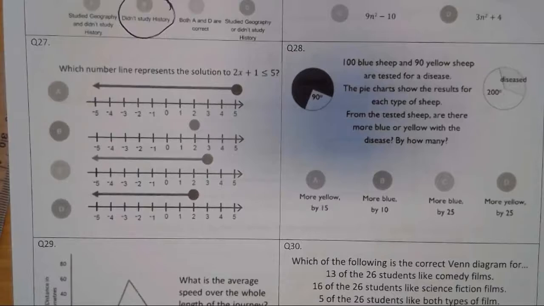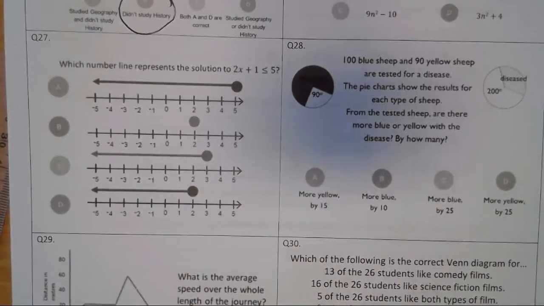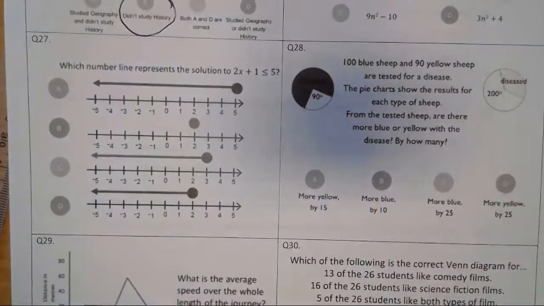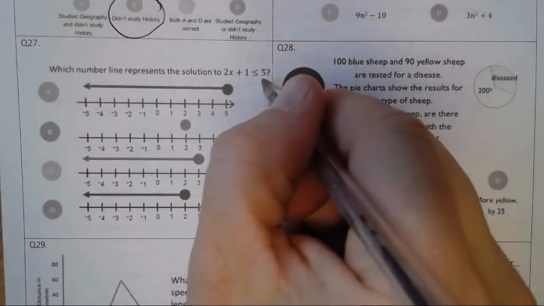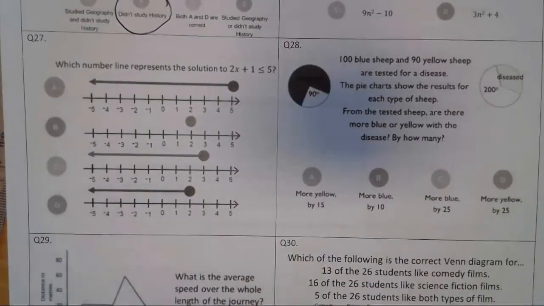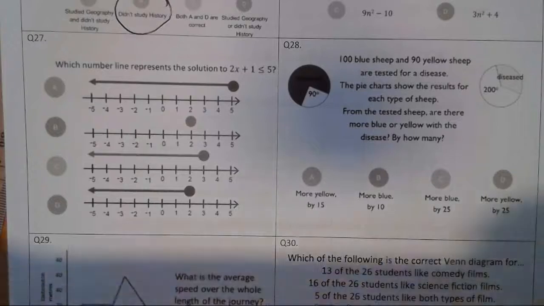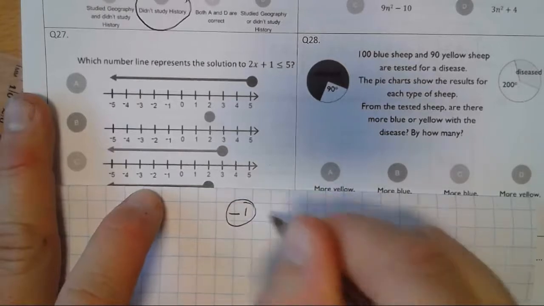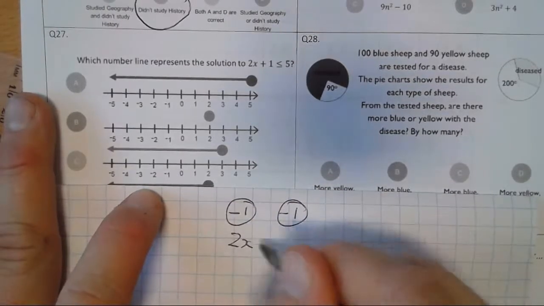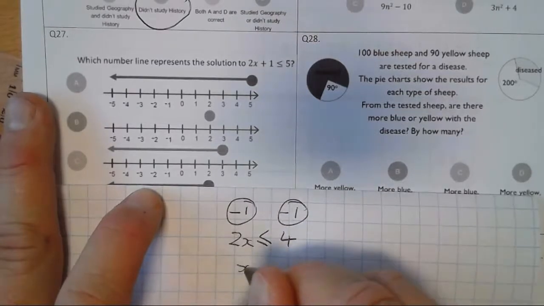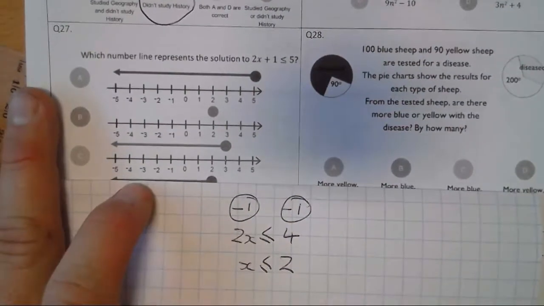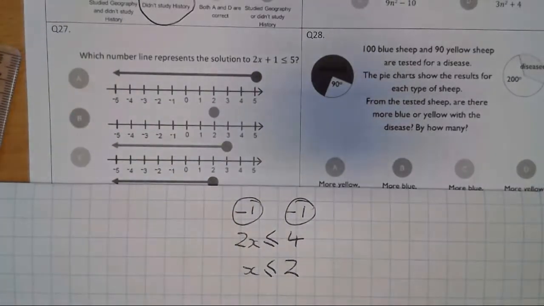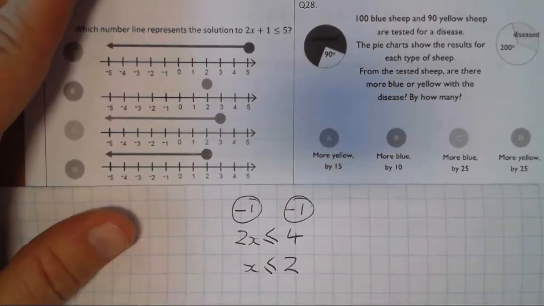Question 27. Which number line represents 2x plus 1 is less than or equal to 5? So, with this one, you've got to just solve this as if it was an equation. So, if 2x plus 1 is less than or equal to 5, I'm just going to get a piece of paper. Then I'm going to work out this equation. So, if I take away 1 from both sides, I get 2x is less than or equal to 4. So, x is less than or equal to 2. So I'm just going to solve it as if it's an equation. It doesn't matter that it's an inequality. It's the same linear equation solving.